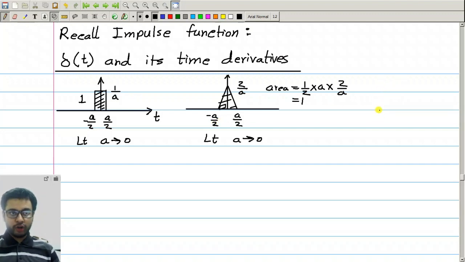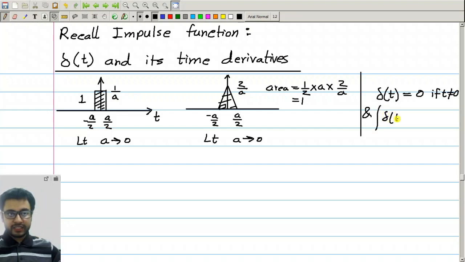Because you recall that the delta function is mathematically defined as being equal to 0 if time is not 0, and the integration of delta t dt from minus infinity to plus infinity is equal to 1. Both these functions, rectangular or triangular, satisfy this definition.